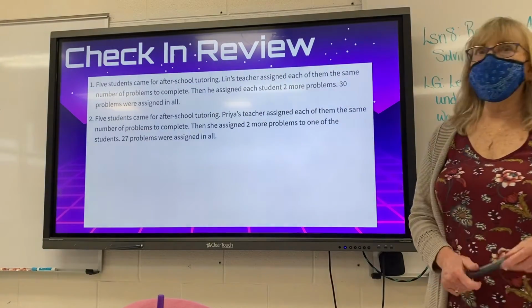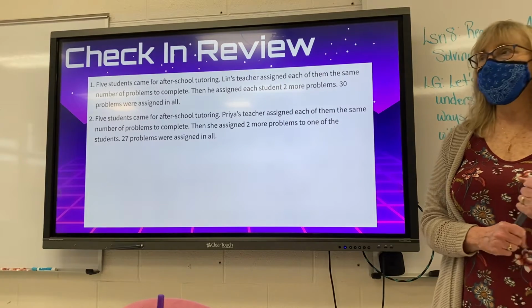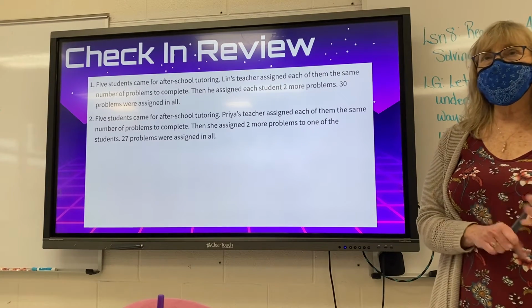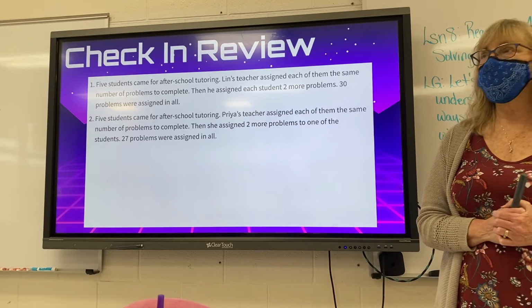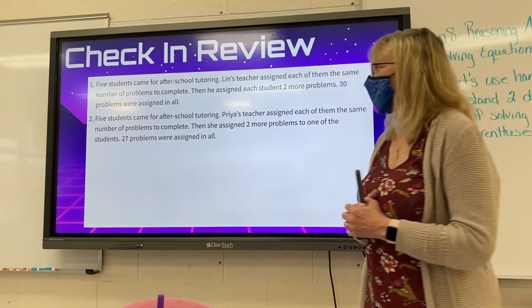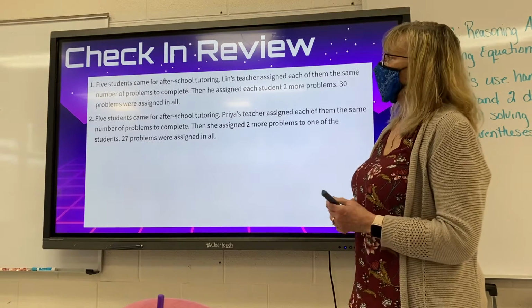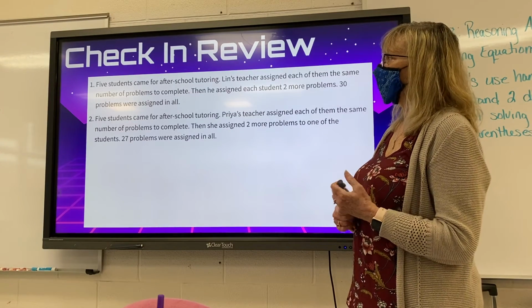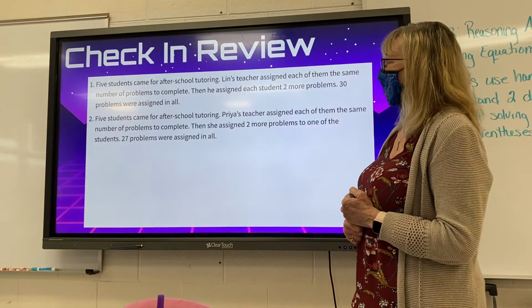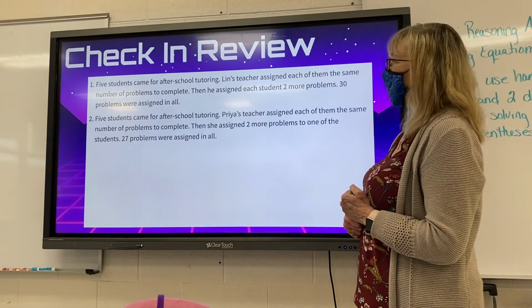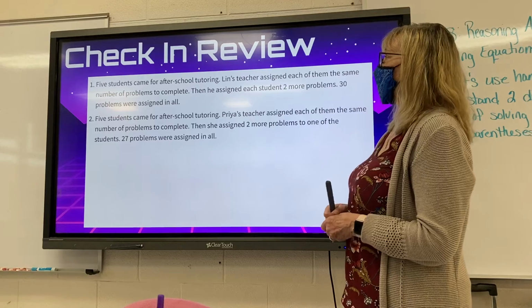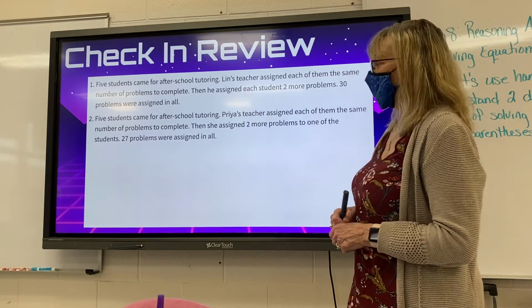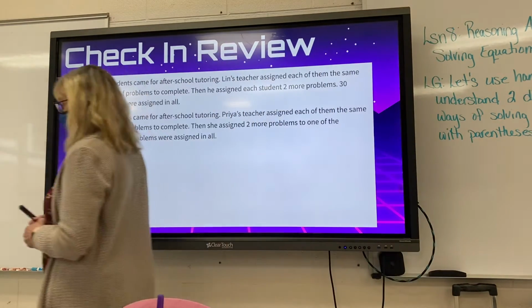First, we're going to start off with a check-in review. When I looked at the check-ins last Friday, these two problems gave you all fits. This is where most of the misconceptions were. So let's start with the first one. 5 students came for after-school tutoring. Lynn's teacher assigned each of them the same number of problems to complete. Then he assigned each student 2 more problems. 30 problems were assigned in all.